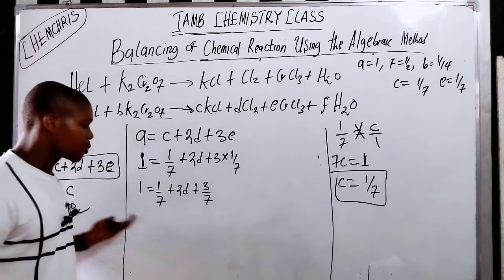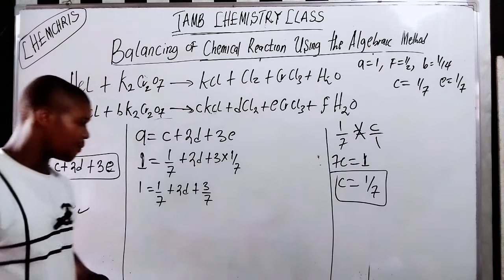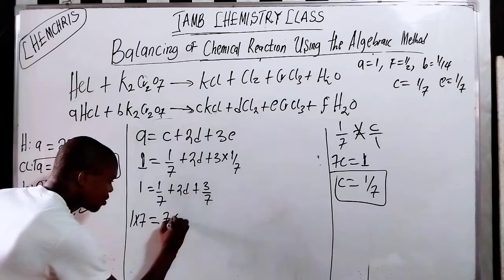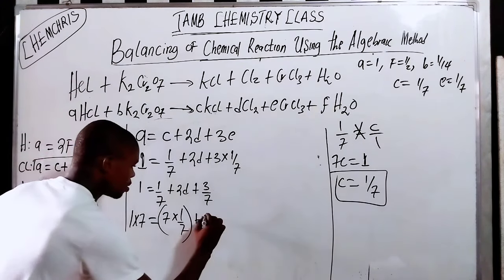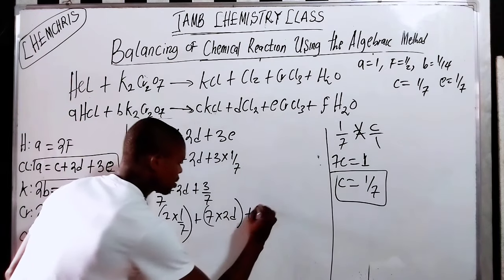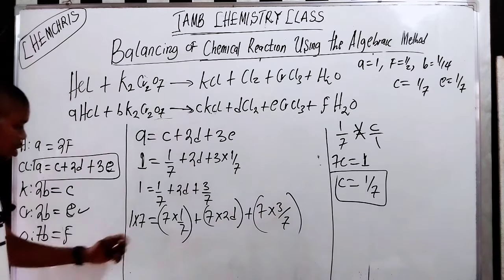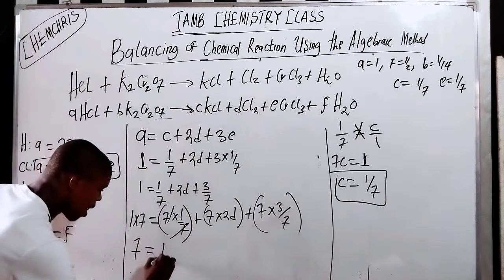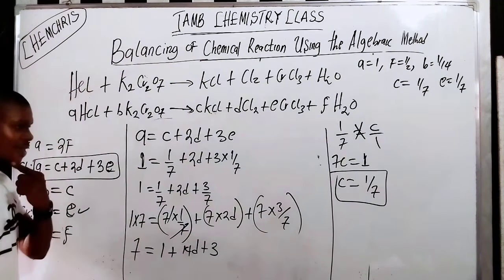Now the easiest way to do this is to multiply by the LCM. My LCM here is 7. So I multiply through by 7. It'll be 1 times 7 equals 7 times 1 over 7, plus 7 times 2D, plus 7 times 3 over 7. That's why you must know mathematics very well. So 7 equals 1 plus 14D plus 3. Can you see that?